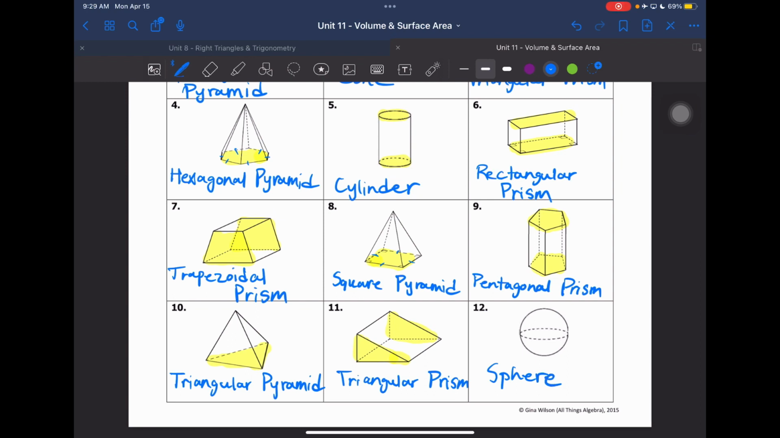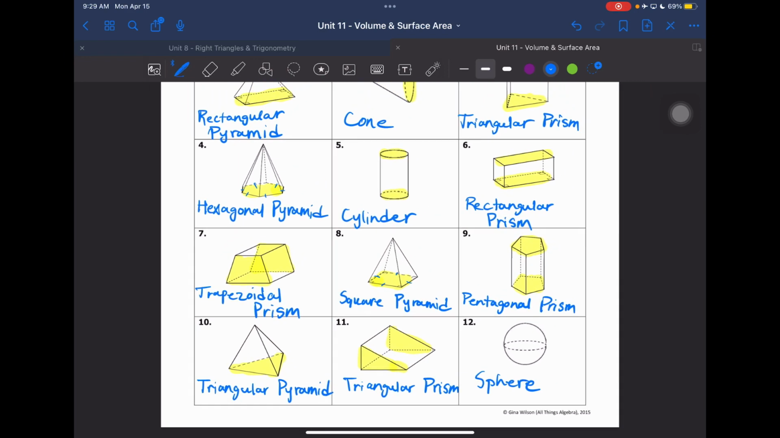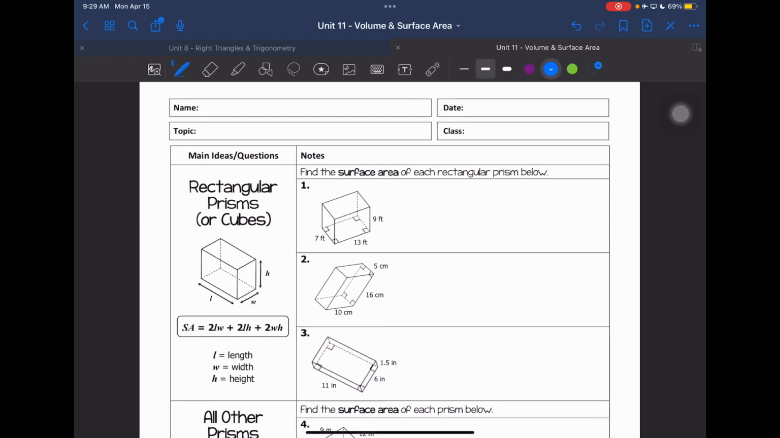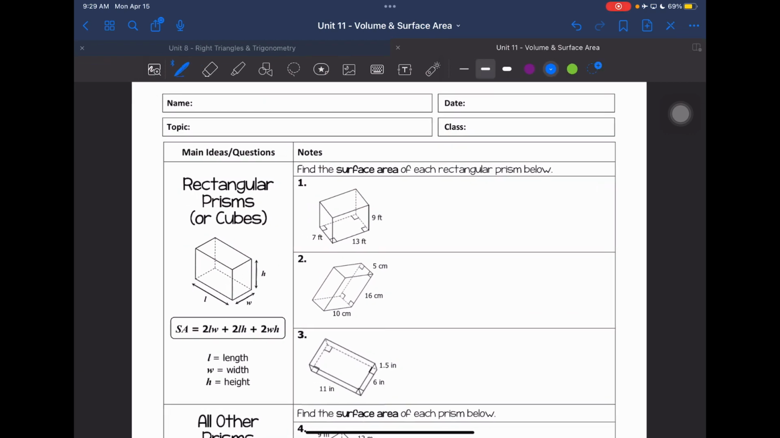So I'm going to move on to the next page and just try to remember as best as you can these names for these different 3D figures. And we'll start by talking about surface area of 3D shapes. Eventually we'll move on to talking about volume. But what we're talking about when we're talking about surface area is what it sounds like. What is the area of every shape that is on the surface of a 3D figure?